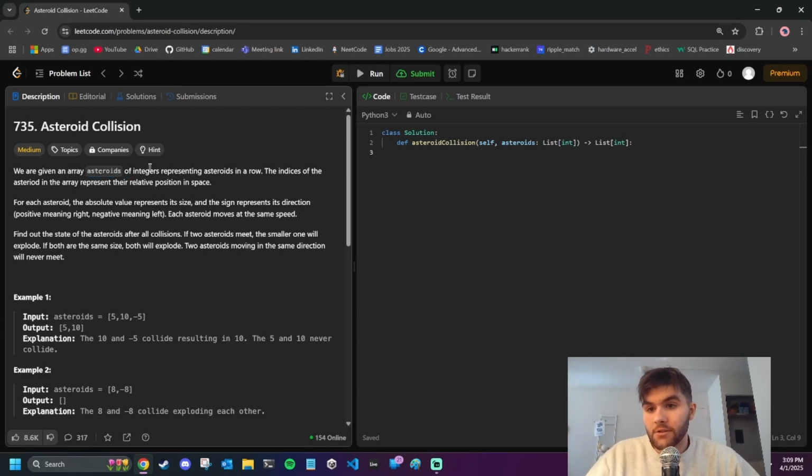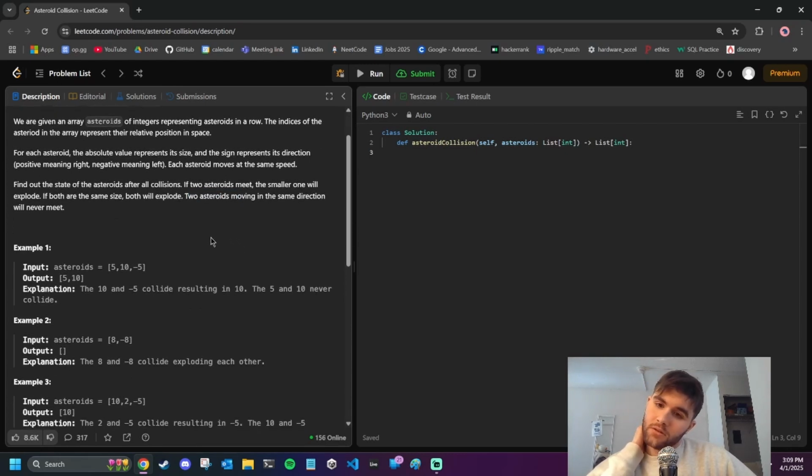So we're given an array asteroids of integers representing asteroids in a row. It represents their relative position. For each asteroid, the absolute value represents its size and the sign represents its direction. So this is an asteroid going to the right of size 10. They all have the same speed. Figure out the state of the asteroids after a collision. If two asteroids meet, the smaller one will explode. If both are the same size, both will explode. Two moving in the same direction will never meet.